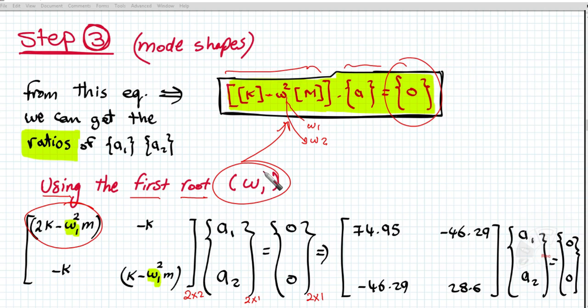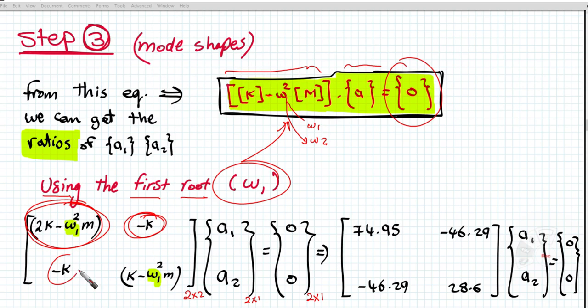Now let's go with omega 1. So the first term here is going to be 2k minus omega 1 squared m. And here it is going to be minus k. Remember that m is a diagonal matrix, so the off-diagonals are zeros. So we are having minus k here.